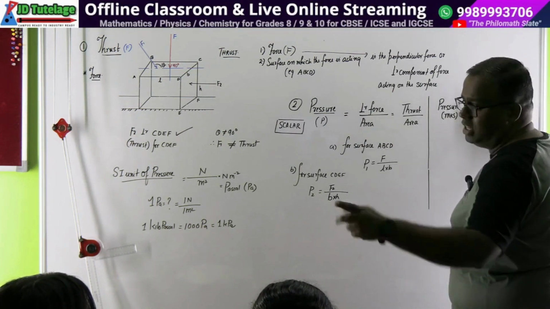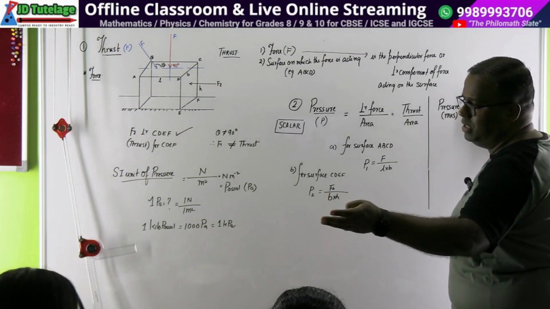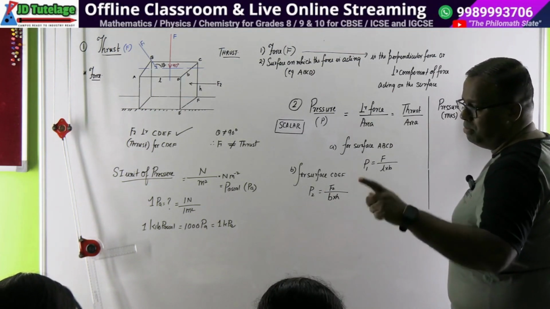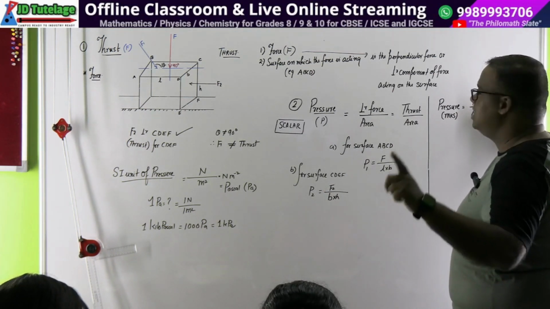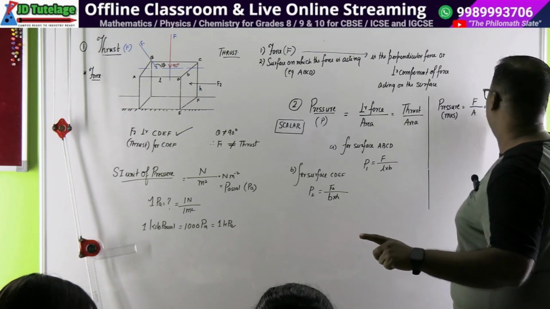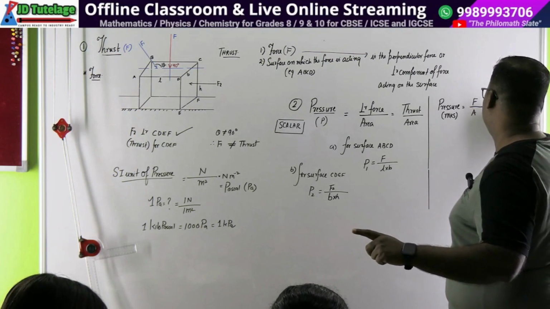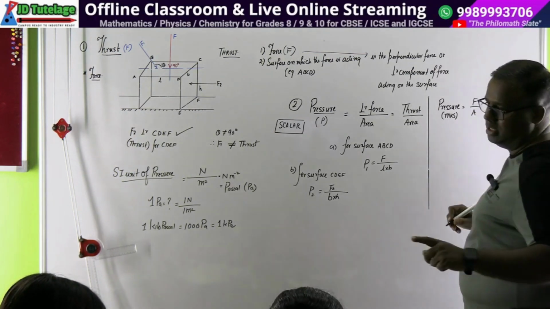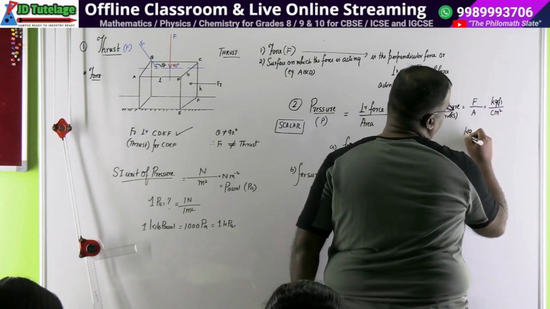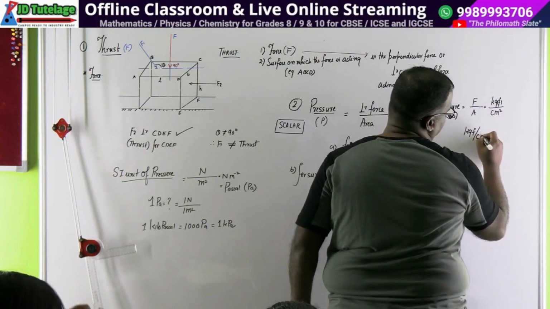Very easy. Area, whether you are in SI or metric, your area will always be meter square. But not kgf per meter square. Very good, Vanya. We will use kgf out here for force, and for area we use cm square. Okay, so this unit will be kg force per cm square.